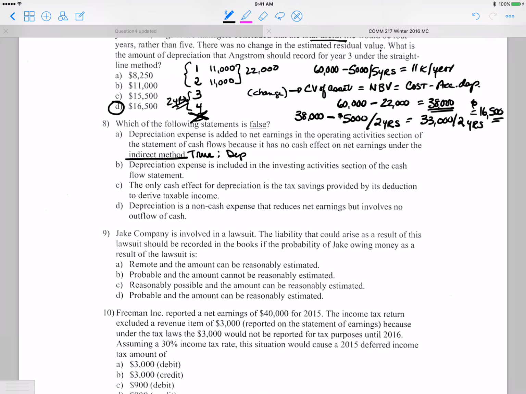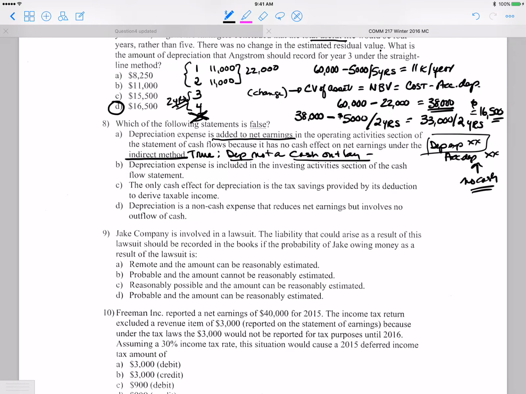And why is it true? Because depreciation is not a cash outlay. In other words, when you record a depreciation expense, you're going to debit something, and what do you credit? An account called accumulated depreciation. There's no cash involved here. Depreciation is an allocation of a cost incurred in a prior period to the future periods that will benefit from that asset. So this is true. Depreciation is not a cash outlay, which means it's added to net earnings. So A is true.